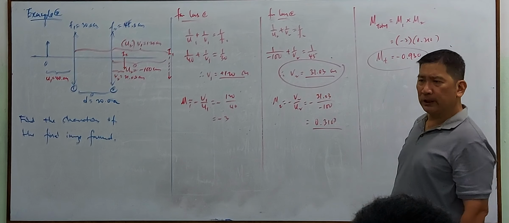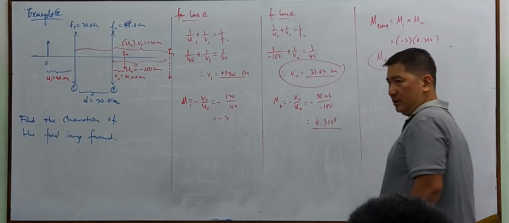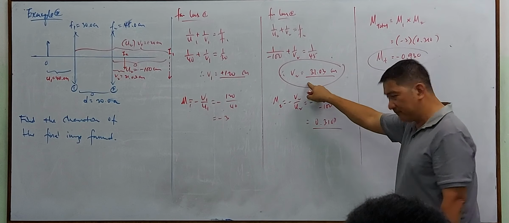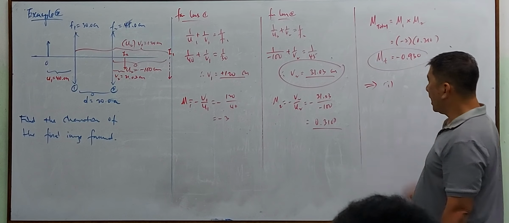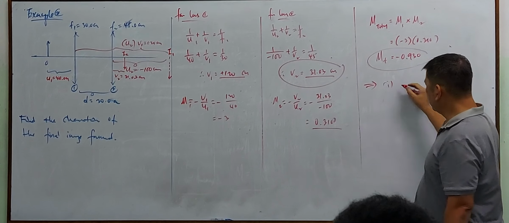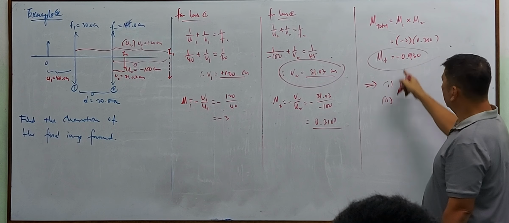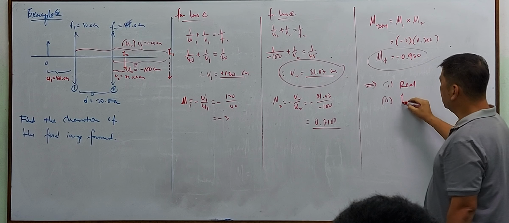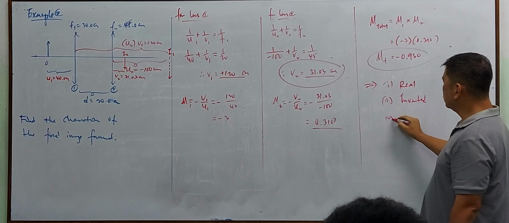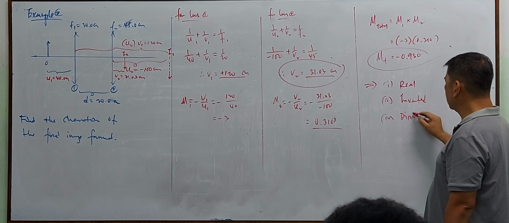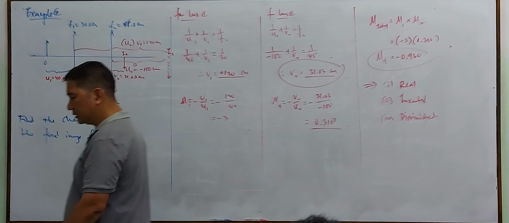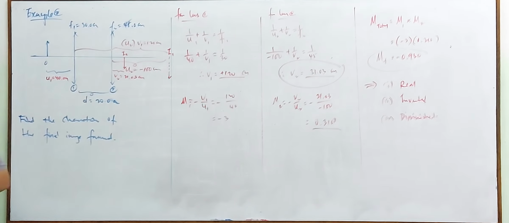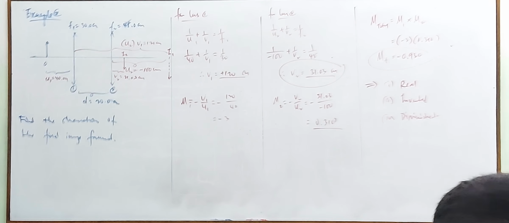If I give you more than 2 lenses, 3, 4, 5, you will do the same thing over and over again until you have the last v value and the total magnification. So from here we can get number 1, it is real, remember? Number 2 is inverted. And number 3, it is diminished. Okay, that's it. That's how you do the double lens calculation. Understanding double lens calculation, you can do multiple lens problems, no problem.